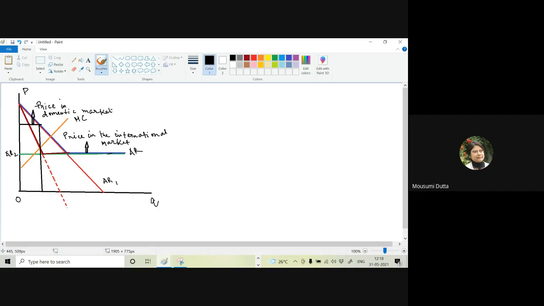This part is not relevant. Again, this green part is not relevant. What is relevant is this negatively sloped part and this horizontal line.